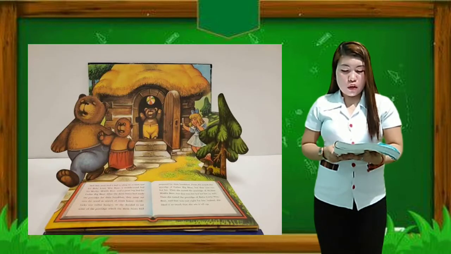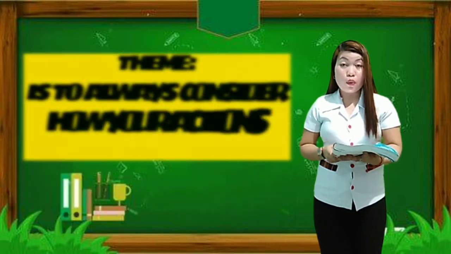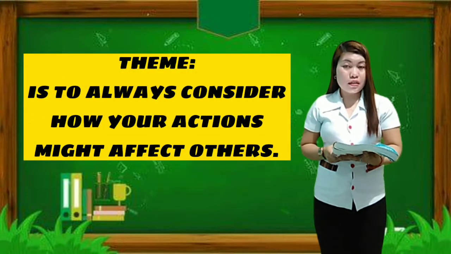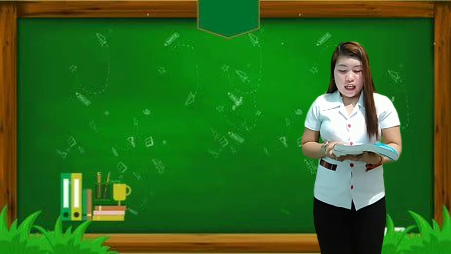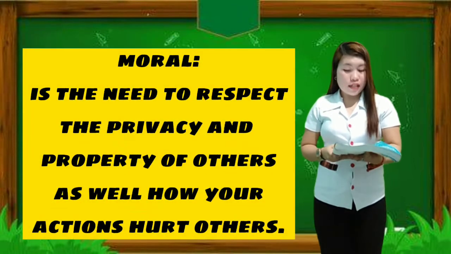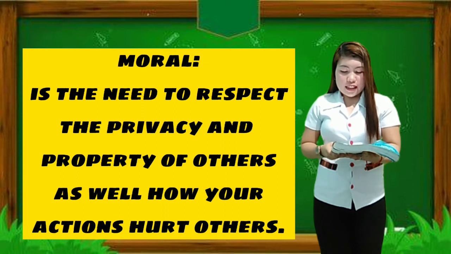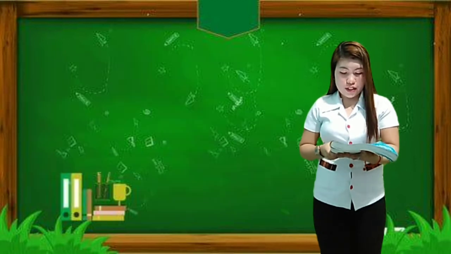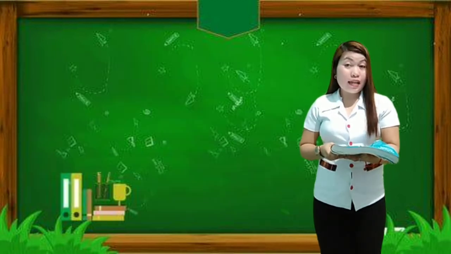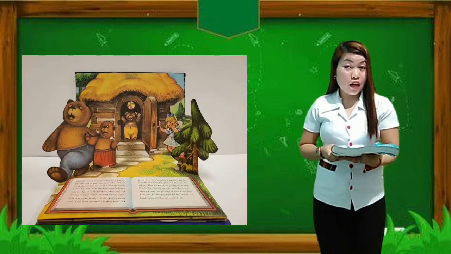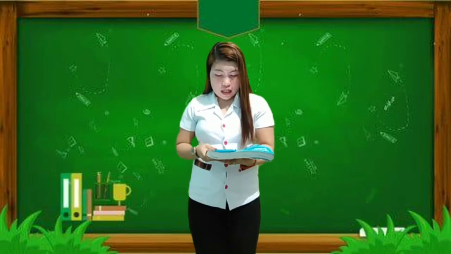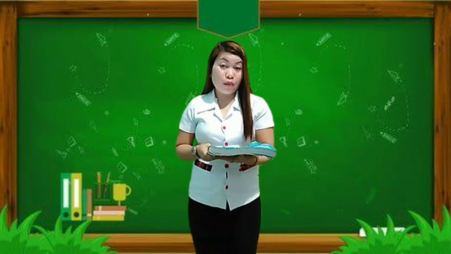The theme of Goldilocks and the Three Bears is always to consider how your action might affect others. And the moral of Goldilocks and the Three Bears is the need to respect the privacy and the property of others and how your action hurts others. Because what Goldilocks does by entering the house of others without any permission is wrong. She doesn't think about how her action may hurt the owners of the house even for a moment.